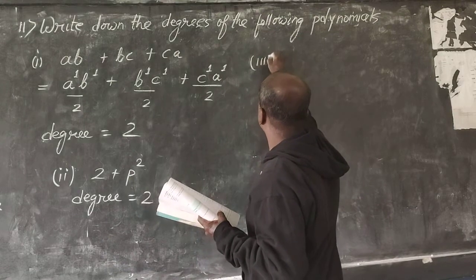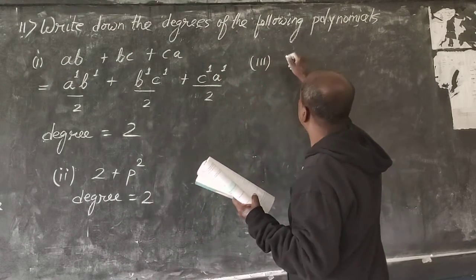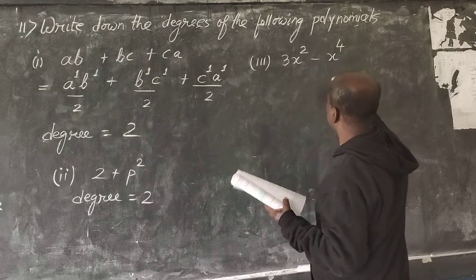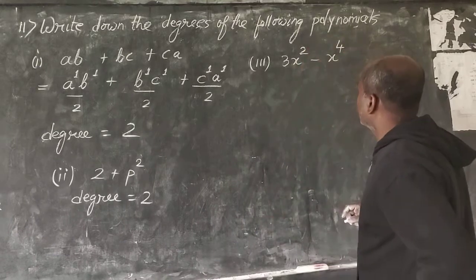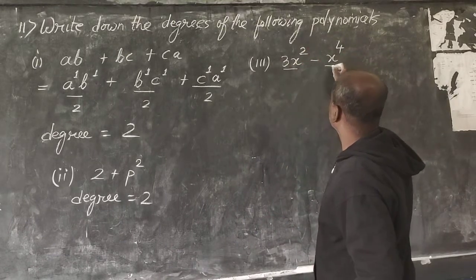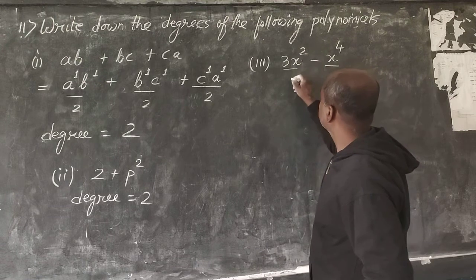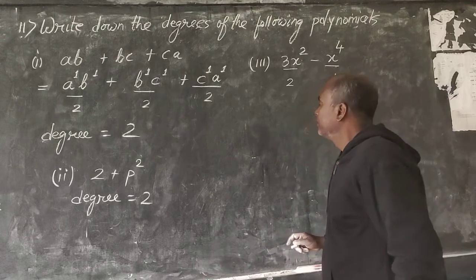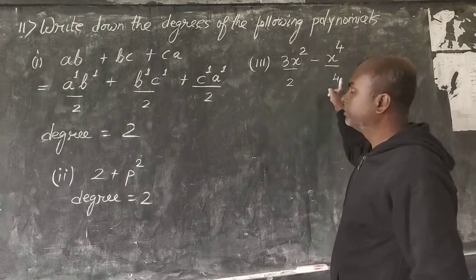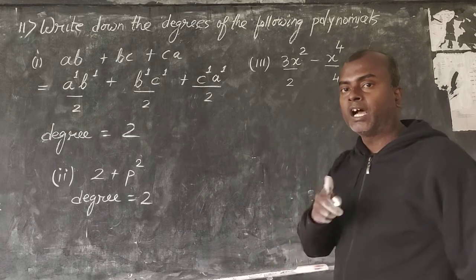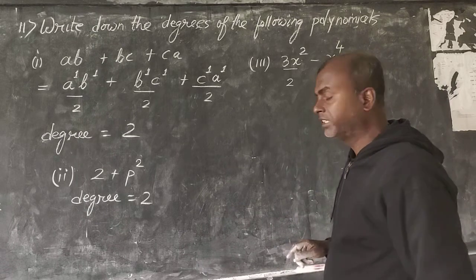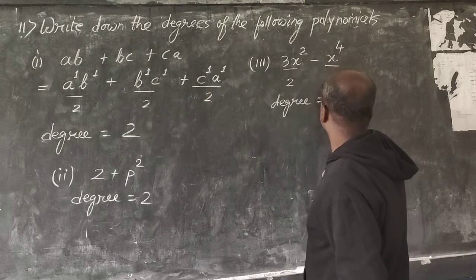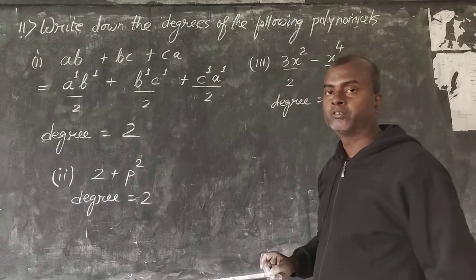the third one, 3x squared minus x to the power 4. Okay, now here two terms are there. In this one, the degree of x is 2. Here, the degree of x is 4. Now comes the interesting part. Which power will we select as the degree? The highest power. Okay, the highest power. So in this one, the highest power is 4. So the degree will be 4.